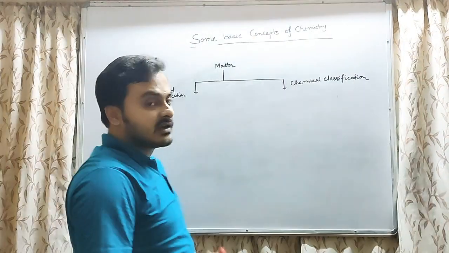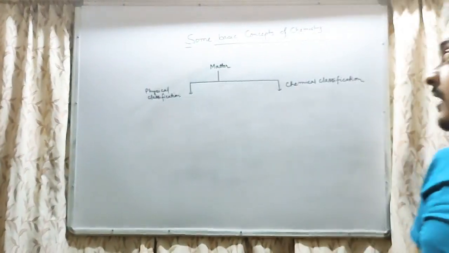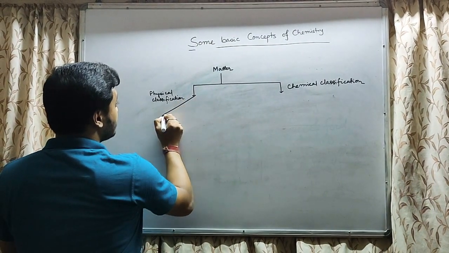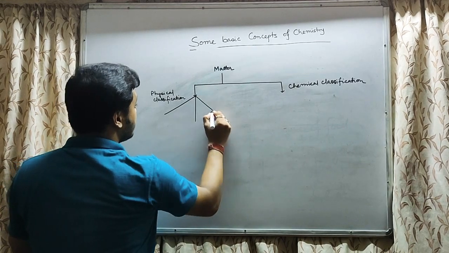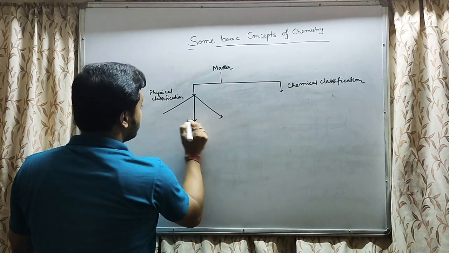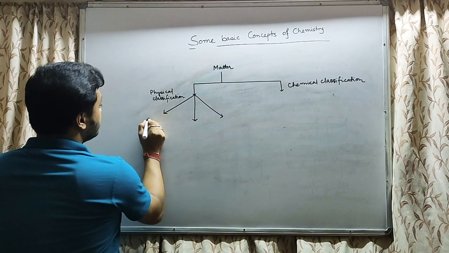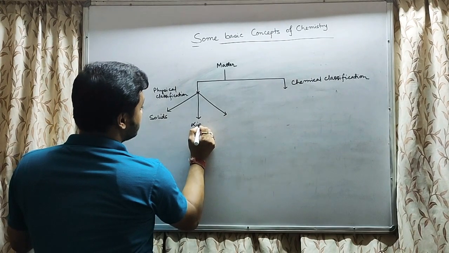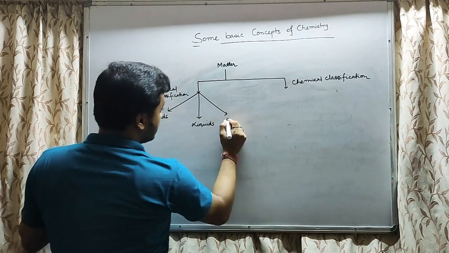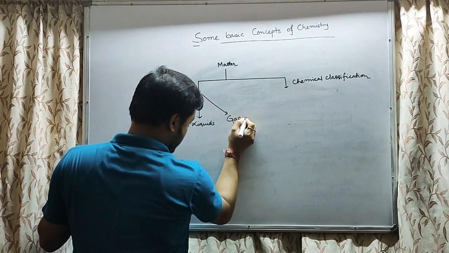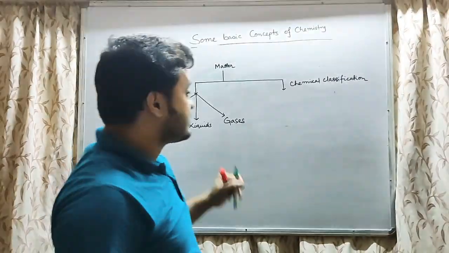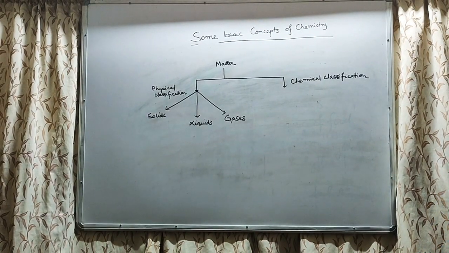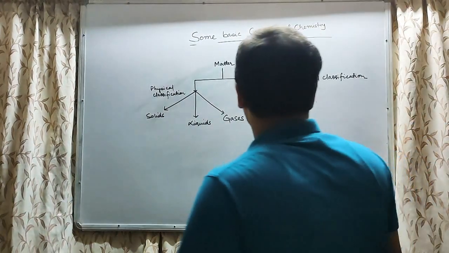On the basis of physical classification, we have three types, that is solids, liquids, and gases. On the basis of chemical classification, we have homogeneous substance, heterogeneous substance, pure substance, and mixture.